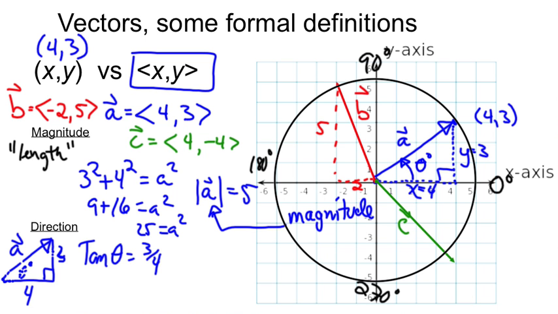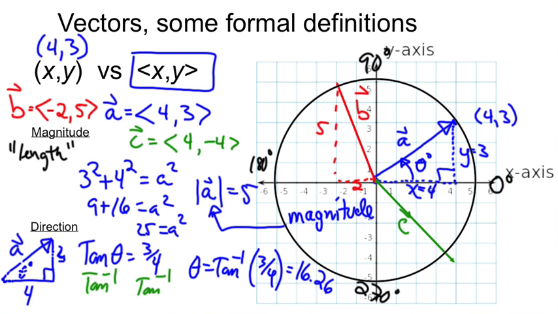To get theta all by itself, I'm going to do the inverse tangent on both sides. And what I'll be left with is theta is the inverse tangent of 3 over 4. If I ask my calculator what that is, I'm going to get 16.26 degrees. And so that would be the direction that my vector is heading in. It's heading in the direction of 16.26 degrees. You know what, I better check that number, but I'm fairly certain that's correct, 16.26.